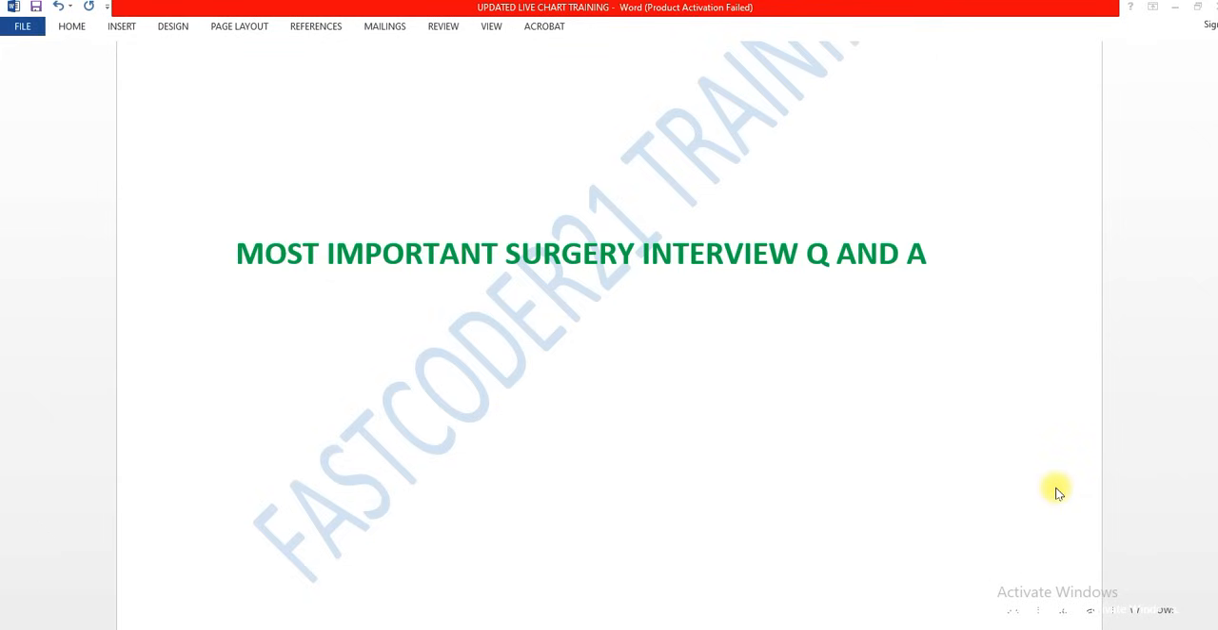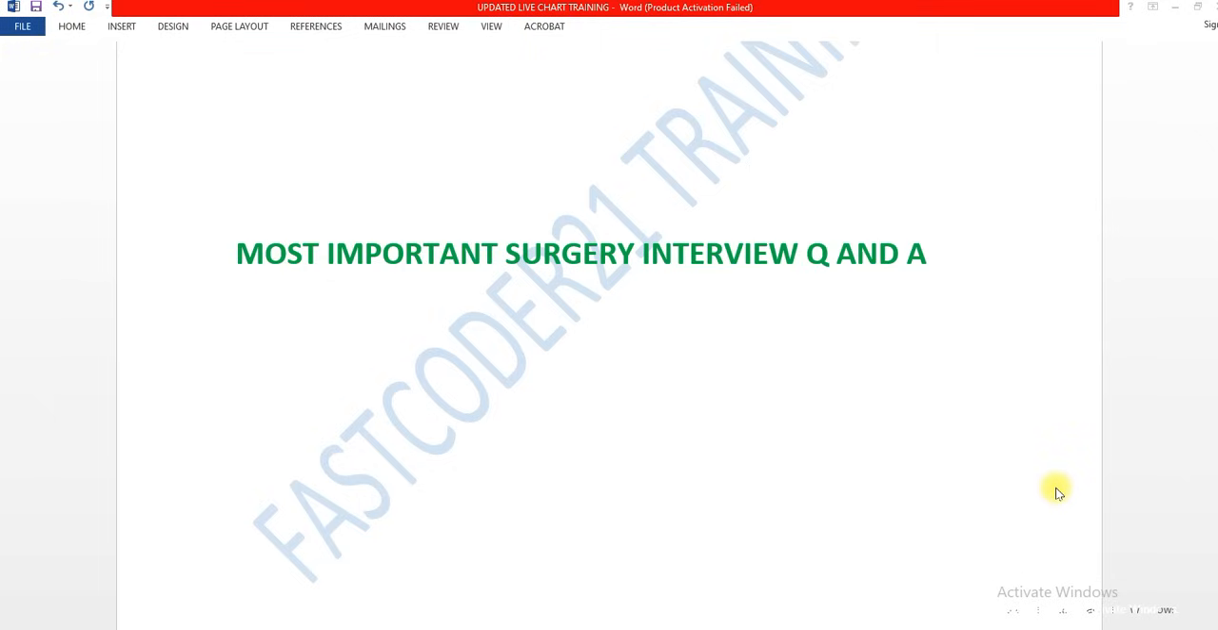Inflammation of the bone or infection of the bone. So what is the difference between arthrotomy and arthroscopy? Scope is for examining. Arthrotomy is a surgical opening.